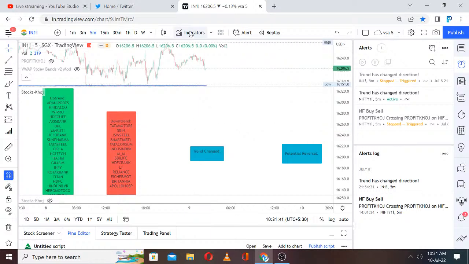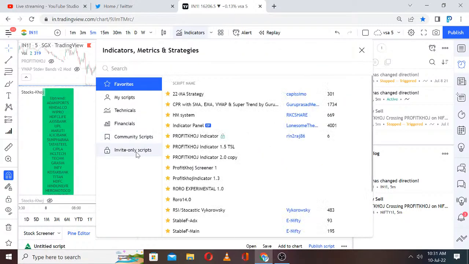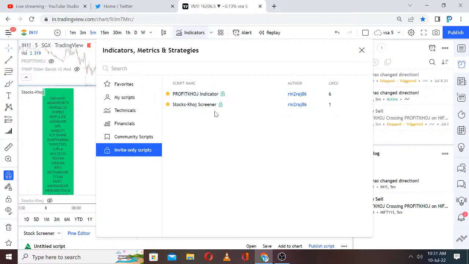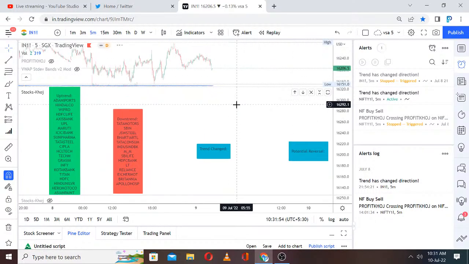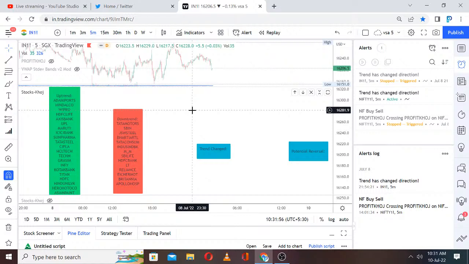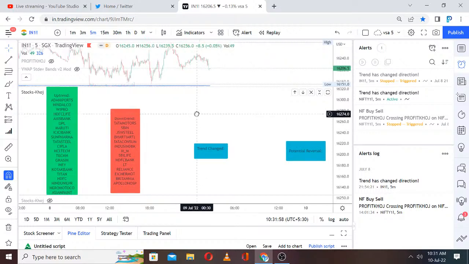So like usual, the indicator will be available in the invite only scripts. So you have to apply it here. By default I have added 38 stocks of Nifty here. Okay, I'll show you some tricks how to add more stocks if you want, or use this indicator in some other way.